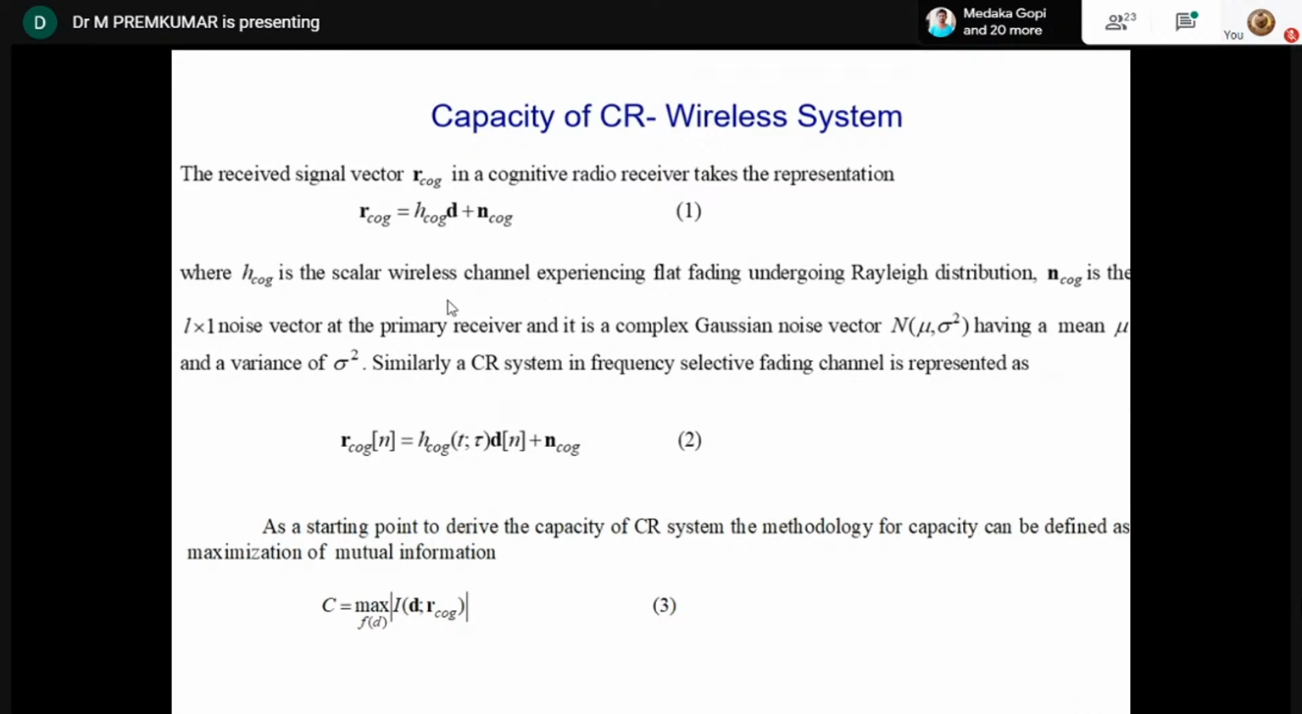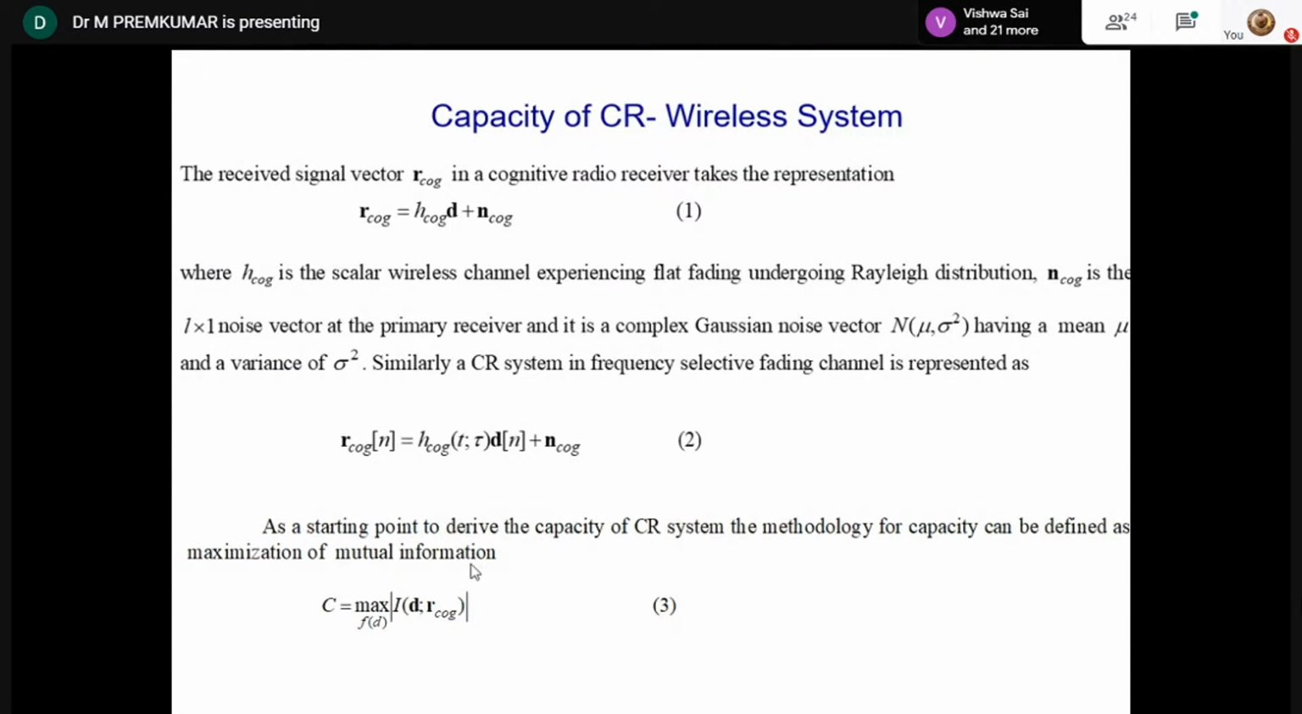Okay. So this is the received signal for a cognitive radio system in a flat fading channel, and this is the cognitive radio received signal in a frequency selective fading channel. We can't say whether a wireless channel is flat fading or frequency selective fading, so it depends upon the environment. Okay. So as a starting point to derive the capacity of a cognitive radio system, the capacity is the maximization of mutual information.